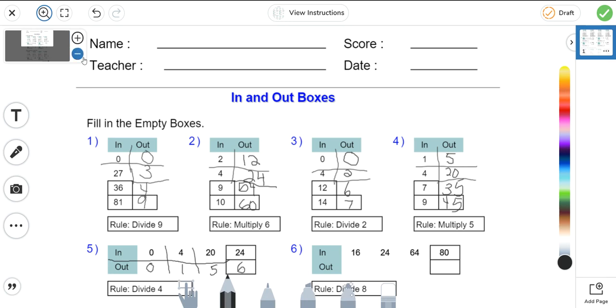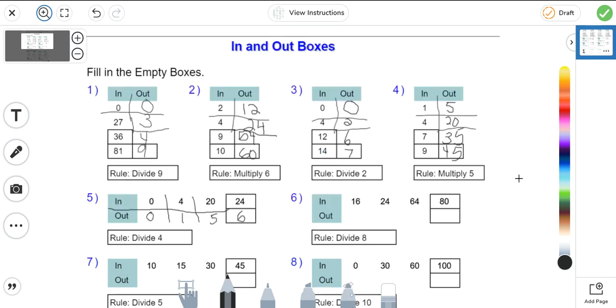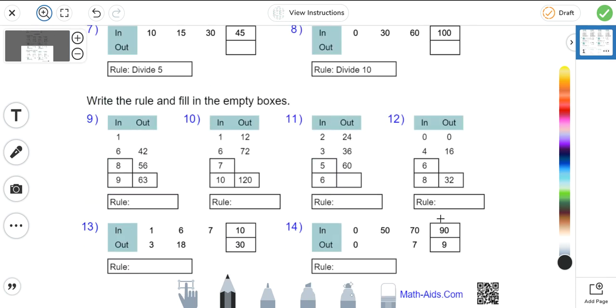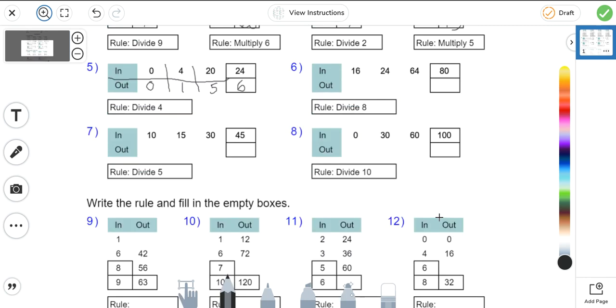All right, so now I need to scroll down a little bit. There we go. I overdid it. Okay, number 6. We're going to divide by 8 here. This one's going to be a little bit tougher. 16 divided by 8 is 2. 24 divided by 8 is 3. 64 divided by 8 is 8. And 80 divided by 8 is 10.